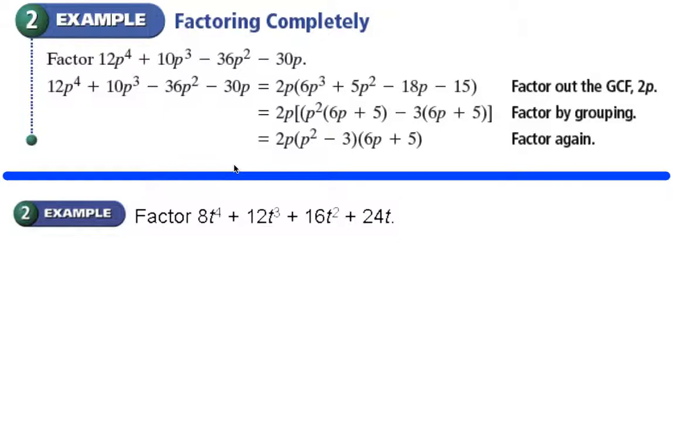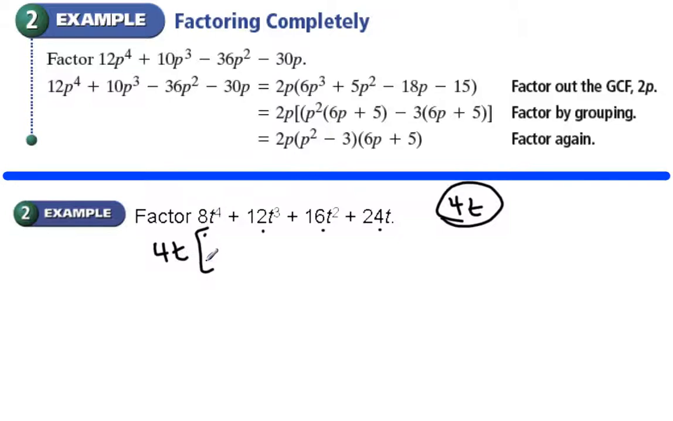Factor completely. Now this one is slightly different than the one before. 8t to the fourth, 12t cubed, 16t squared, and 24t. All four of these have at least one thing in common. They're all multiples of 4, and each of these has at least one t. So the greatest common factor is 4t. We're going to factor that out first before we do anything else.